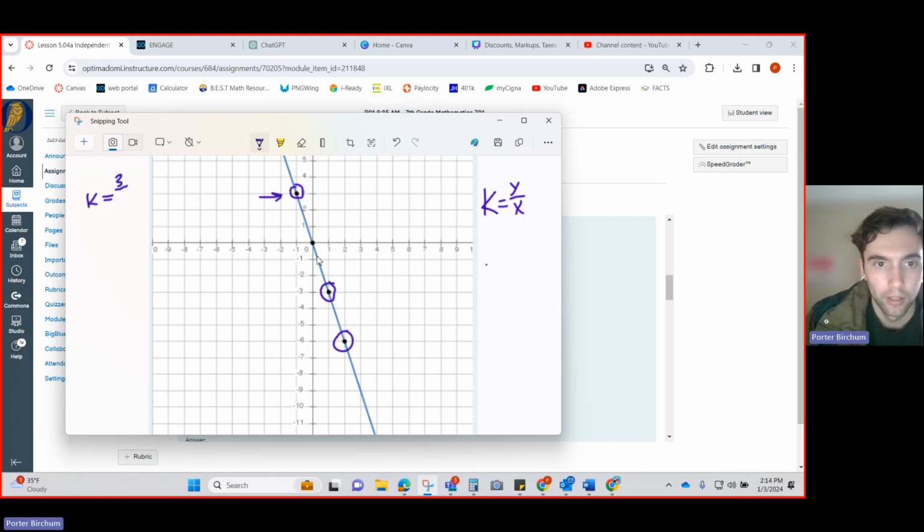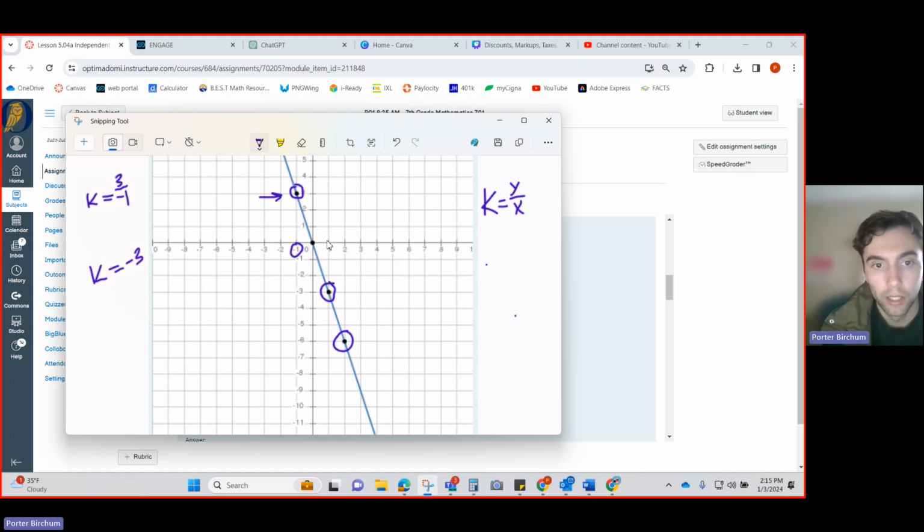So k equals 3 divided by, how far over do we go? How far to the left? -1 is the x value for this first dot. So k is 3 divided by -1. What is 3 divided by -1? Nice. That is -3. No matter what dot you choose, as long as it's not 0, 0, you will still get a k of negative 3.